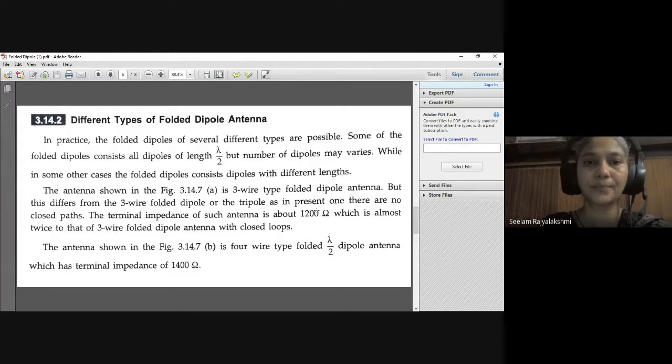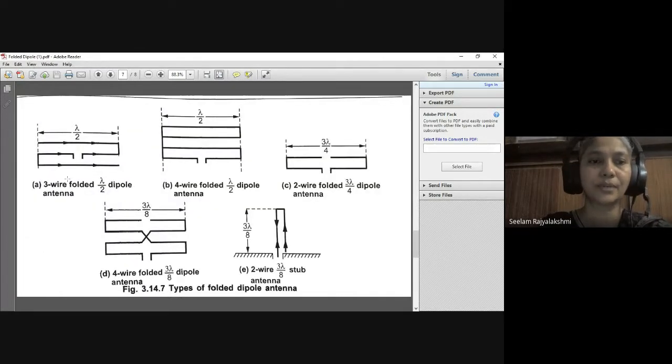While in some other cases folded dipoles consist of dipoles with different lengths. Now let us see. So here it is the 3-wire folded lambda by 2 dipole antenna. This is the 4-wire folded lambda by 2 dipole antenna, and this is 2-wire folded 3 lambda by 4 dipole antenna, and this is 4-wire folded 3 lambda by 8 dipole antenna. This is 2-wire 3 lambda by 8 stub antenna. So these are the folded dipole antennas.